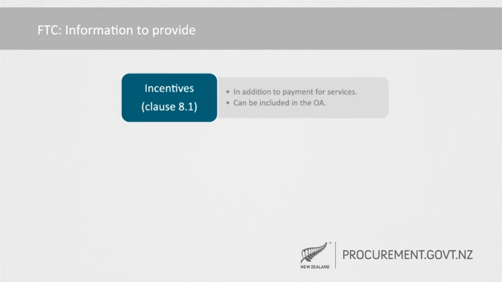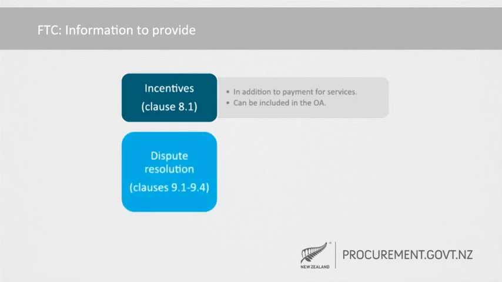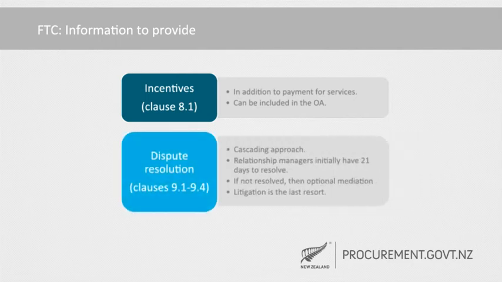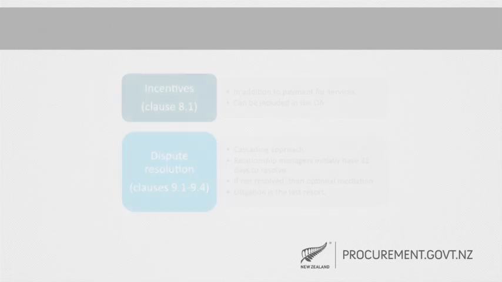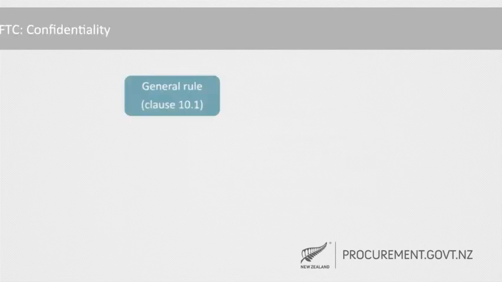If the provider or the agency thinks there is a dispute, they must raise it in writing. The first step is for the relationship managers to try and negotiate a solution together. If they can't resolve the dispute within 21 days, then either the agency or provider may refer the dispute to mediation. Both negotiation and mediation should be tried before formal legal proceedings are commenced. Litigation should be a last resort, but the clauses provide flexibility to ensure that neither party is prevented from taking urgent legal action necessary to preserve its respective rights.